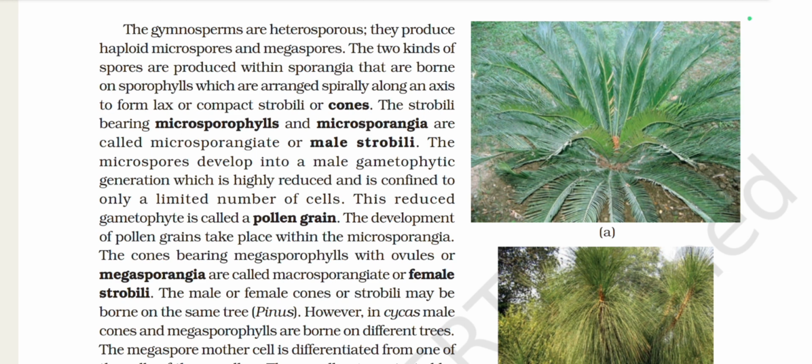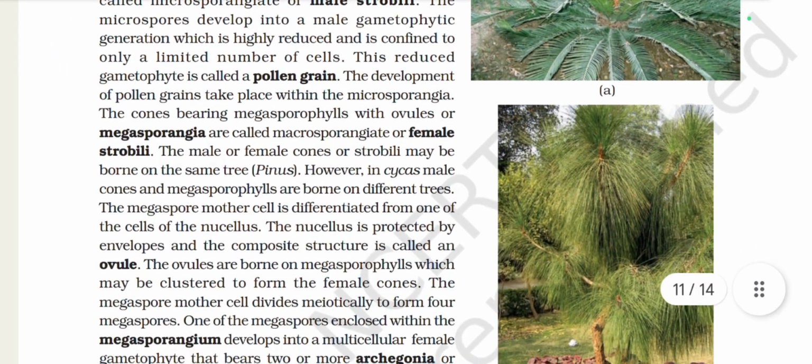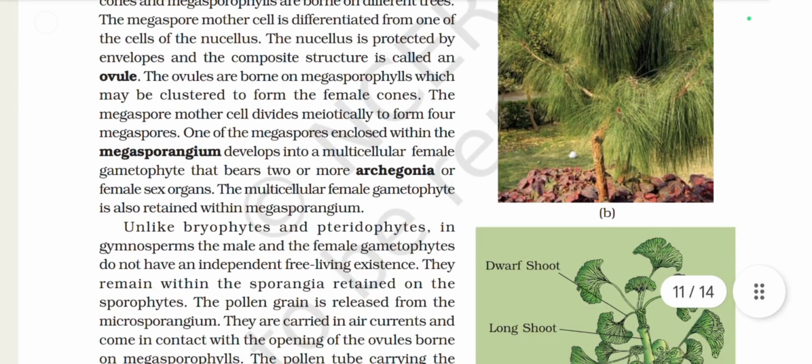The megaspore mother cell is differentiated from one of the cells of the nucellus. The nucellus is protected by envelopes and the composite structure is called an ovule. The ovules are borne on megasporophylls which may be clustered to form the female cones. The megaspore mother cell divides meiotically to form 4 megaspores. One of the megaspores enclosed within the megasporangium develops into a multicellular female gametophyte that bears 2 or more archegonia, or female sex organs. The multicellular female gametophyte is also retained within the megasporangium.